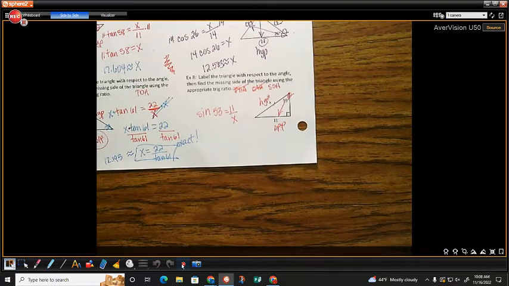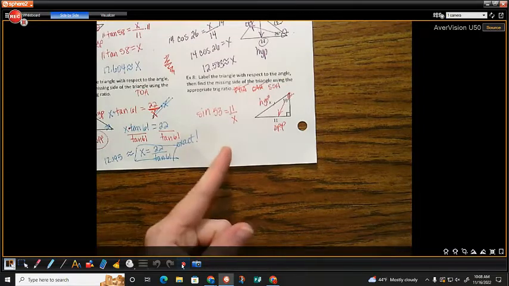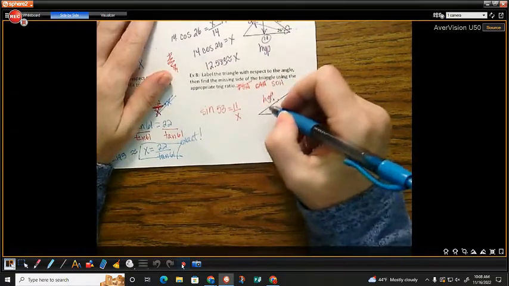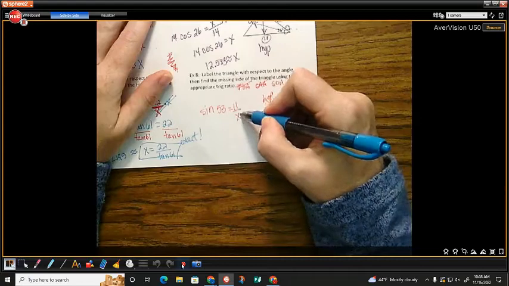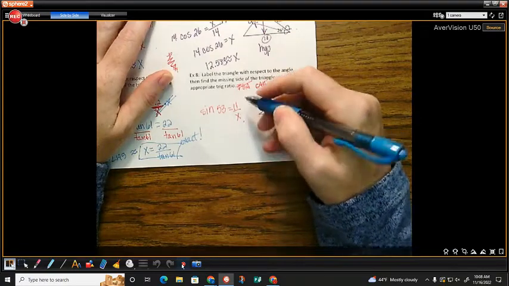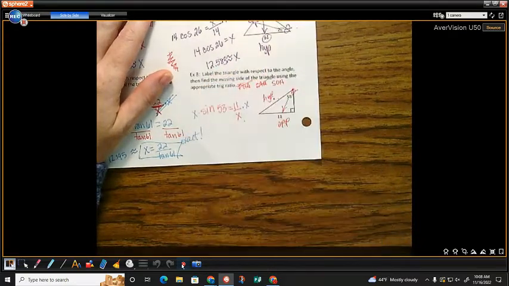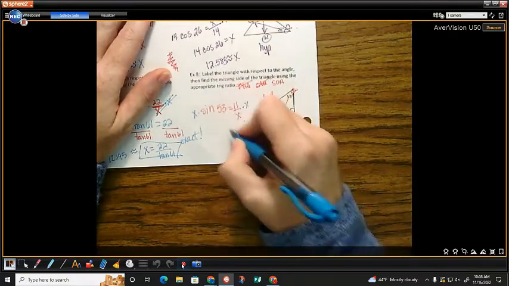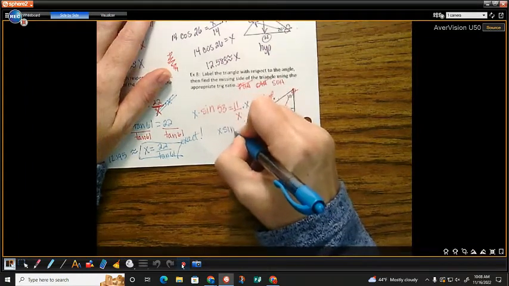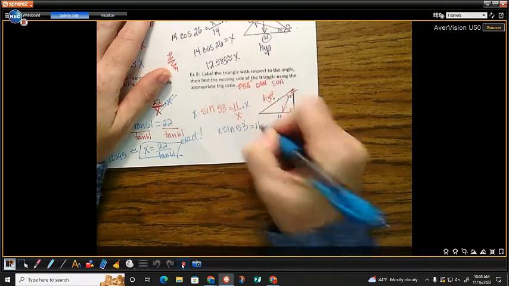How do I get x off the bottom of a fraction? It's already divided. See, this says 11 divided by x. To undo that dividing, I multiply by x on both sides, and get x times the sine of 53 equals 11.